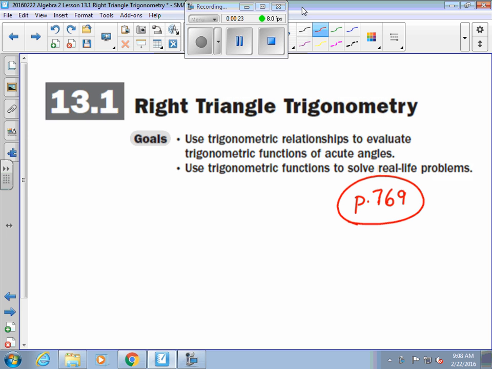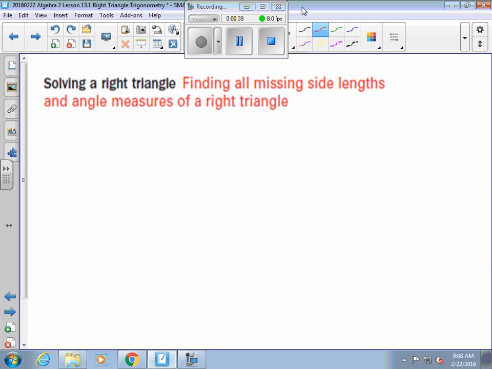If it's a right triangle, remember there's three angles in it, and all three angles have to add up to 180 degrees. So if you have a right triangle, meaning one of them is 90 degrees, you can't have something larger than 90 degrees. And that's why when you're talking about right triangle trig, you're always talking about acute angles.